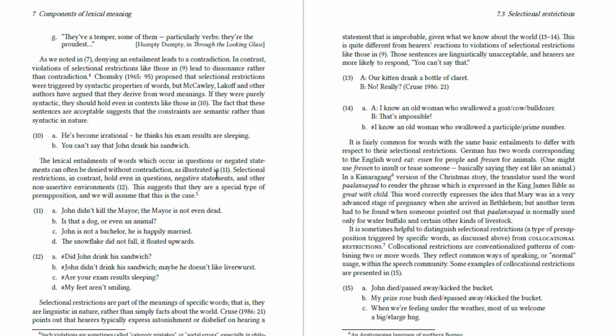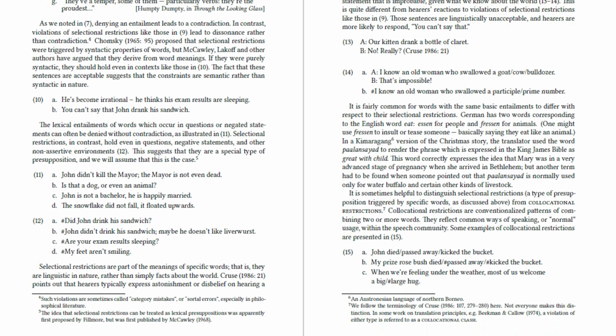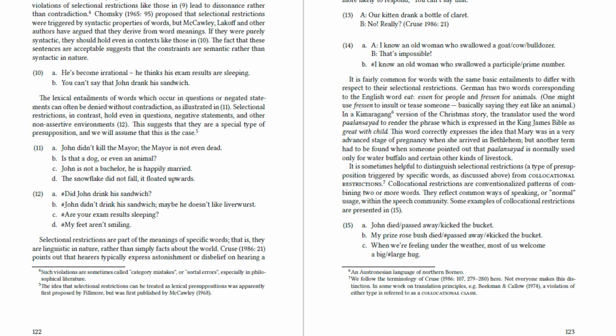We have here number 11, selectional restrictions. John didn't kill the mayor. The mayor isn't even dead. So we are here assuming the exceptions, but in the same way we are not here to explain it in detail. So we are trying now to move on.